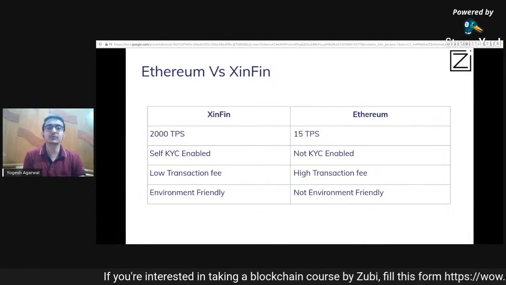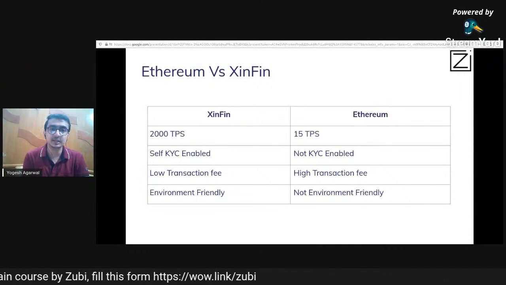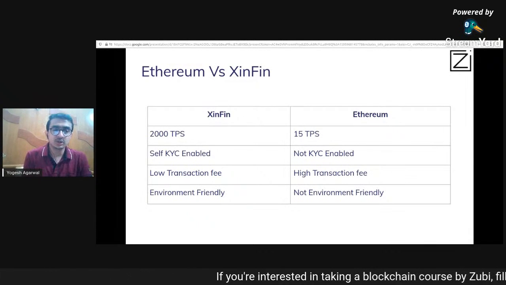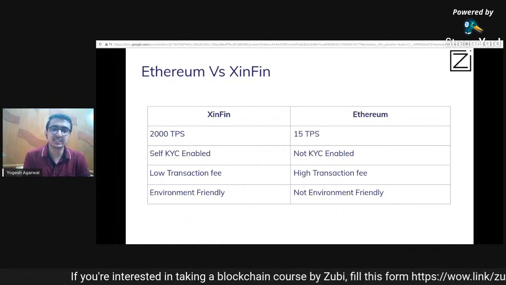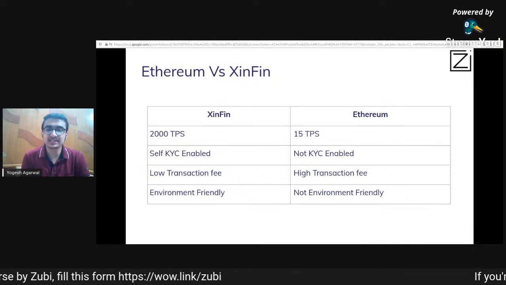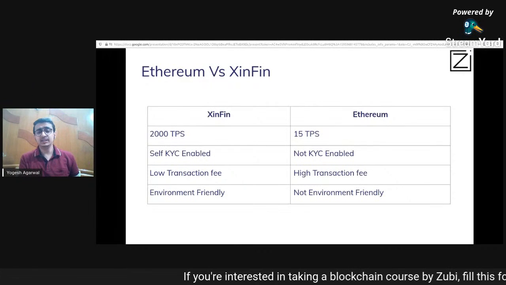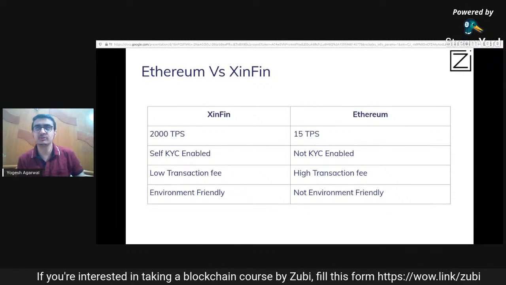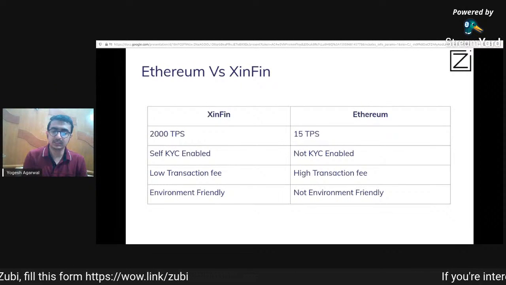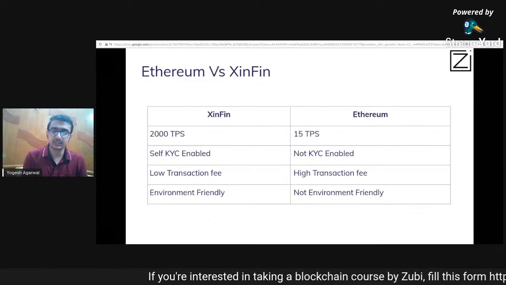If I were to compare Ethereum and Zinfin, then Zinfin has a speed of 2000 transactions per second, and Ethereum has 15 transactions per second. So that's a huge difference. Zinfin is KYC enabled, Ethereum is not. Zinfin has near to zero transaction fees, and Ethereum has comparatively very high transaction fees. And Zinfin is environment friendly, and Ethereum, which is based on proof of work, is not. So Ethereum is also shifting to proof of stake. The shifting has begun.